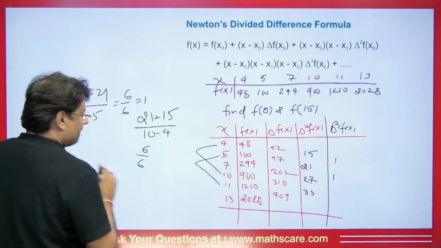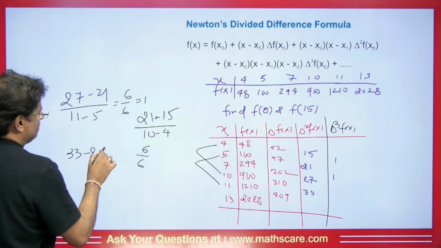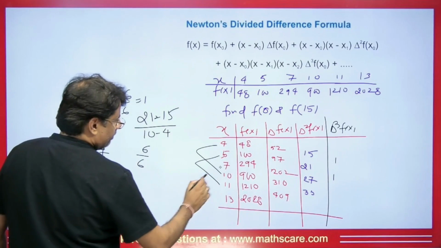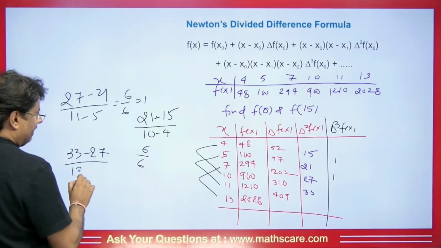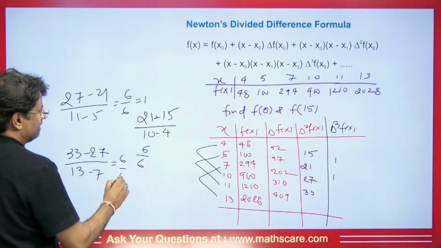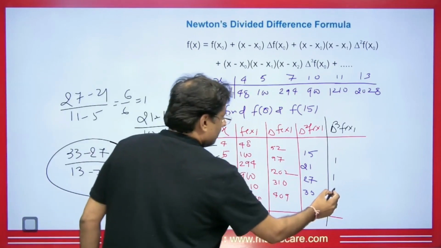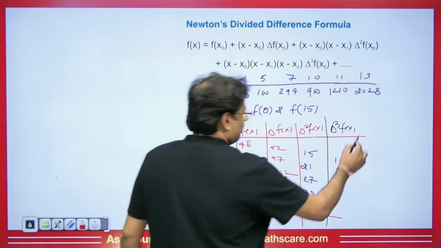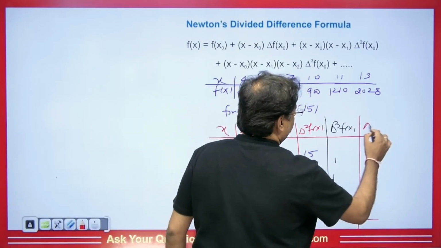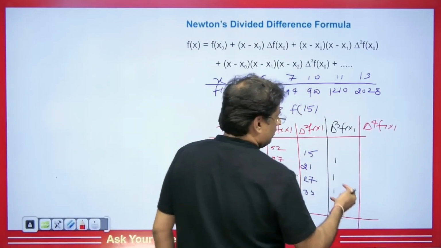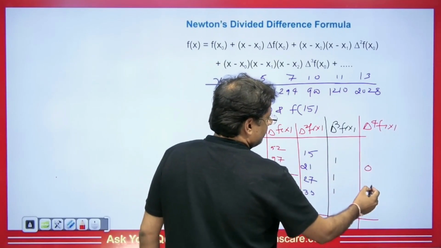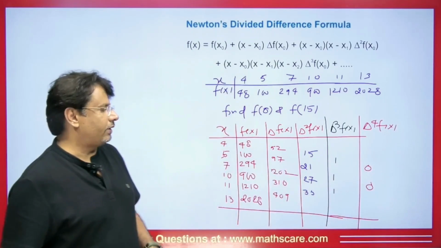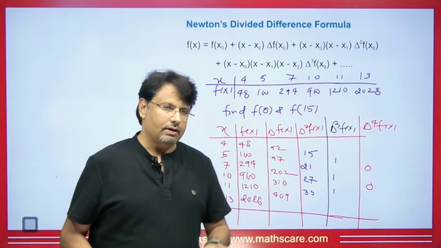Now students, it will be 33 minus 27 divided by, here we will take this difference, then this will be 13 minus 7. This will also come as 6 by 6, that is equal to 1. This will also be 1 here. So students, next we will move on and talk about del 4 fx. Here directly this will be 0 for us because we have 0 above, so I think we don't need to calculate the value further, right?